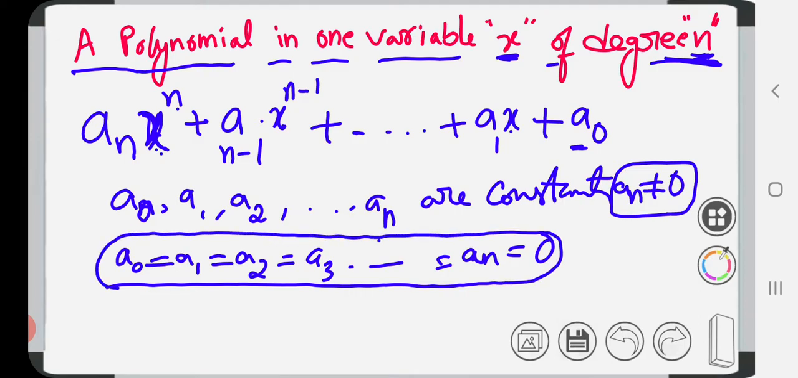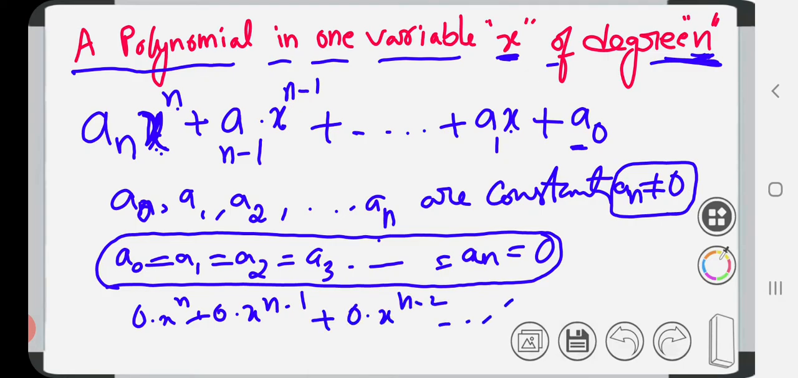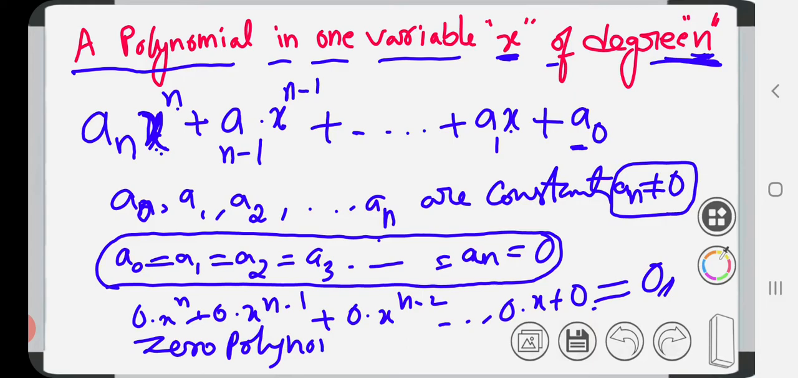If I consider all coefficients as 0, then we get 0 x power n plus 0 x power n minus 1, 0 x power n minus 2, like that 0 x plus 0, all are zeros, therefore it becomes 0. This is called the zero polynomial, very very important. Now we will discuss the zero polynomial and the linear polynomial.